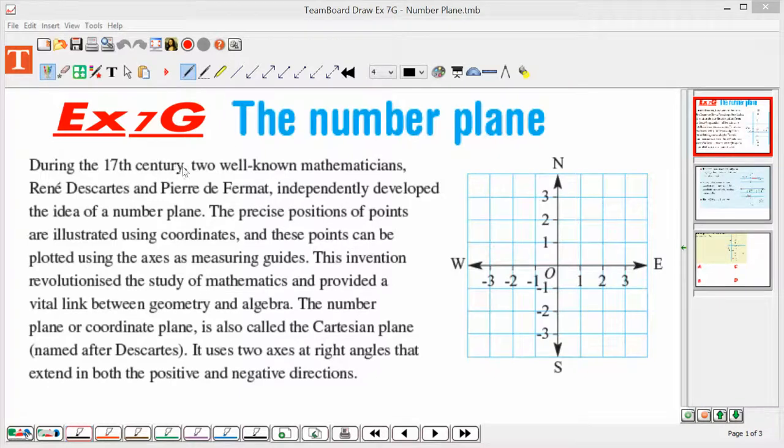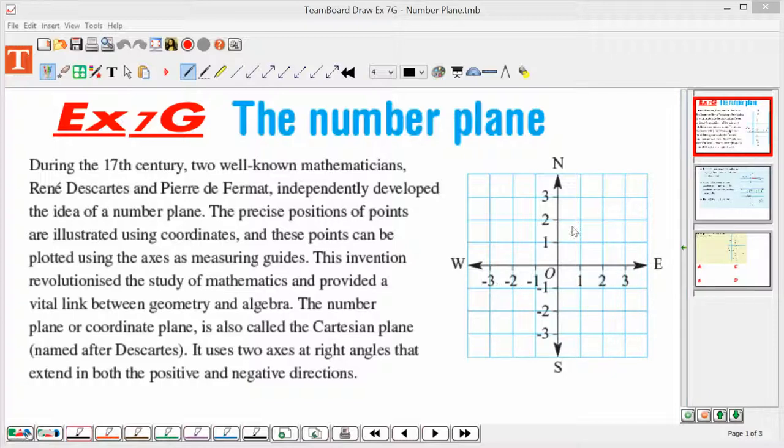G'day Year 7s, and this is our last video tutorial for this unit on integers, if I can spit that out, on a Sunday night. Exercise 7G, the number plane, which you have seen a little bit, in particular with your MathMate sheets.